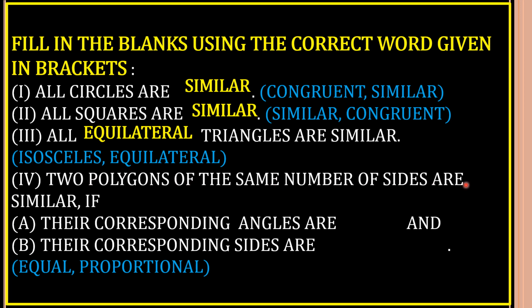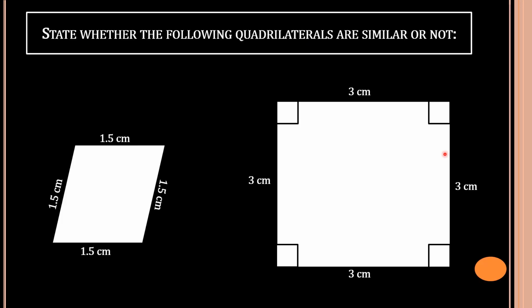Two polygons of the same number of sides, this is what we discussed in the previous slides, are similar if corresponding angles are equal and corresponding sides are proportional. So this is the fill in the blanks. And one more question is there. State whether the following quadrilaterals are similar or not. Now see, for polygons to be similar, sides should be proportional and angles should be equal.